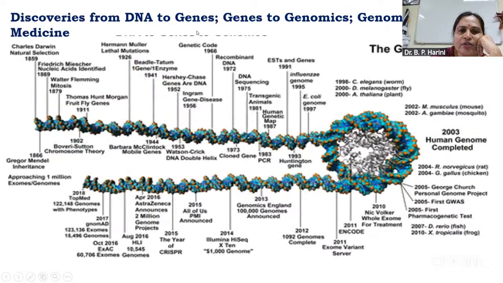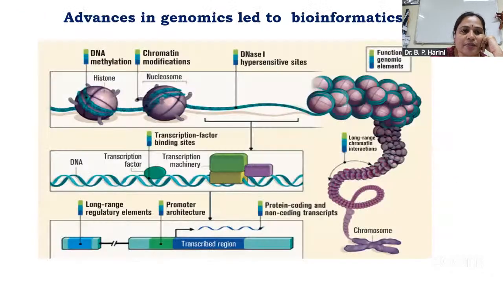So discoveries went from DNA to genes, genes to genetics, genetics to genome, and genome to genomics, and now we are in the genomic era of medicine. A lot of work has been done since the Human Genome Project, which was completed in 2003. It has given rise to much information with regard to the era of genomics. So advances in genomics have led to bioinformatics.